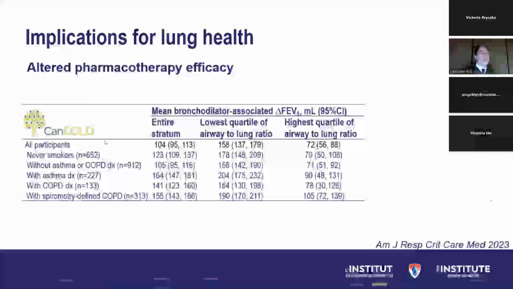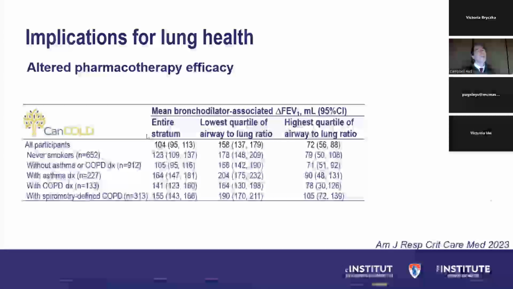We looked in all participants, of course. If you give everyone in CanCOLD, some 1,500 people, a standard dose of short-acting bronchodilator, so this is just pre-post spirometry, you get an average change in their FEV1 of 104 milliliters. But in the smaller quartile group there was a larger increment, and in the higher quartile group there was a smaller increment in FEV1.